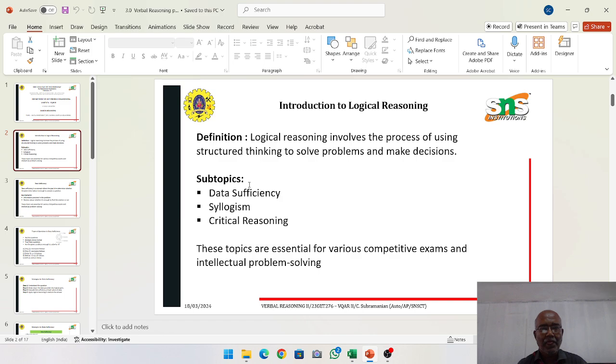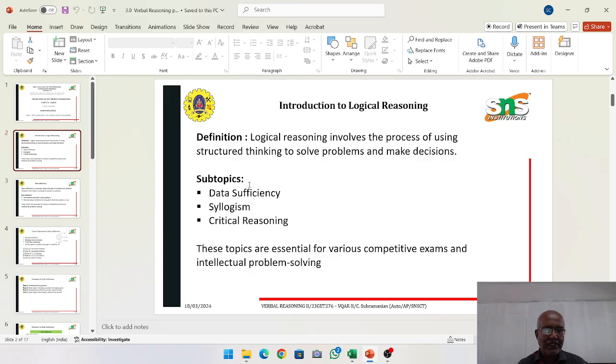So, in this, first we see about logical reasoning. Logical reasoning means it gives the structured thinking to solve the problem and make decisions. The subtopics on logical reasoning are data sufficiency, syllogism, and critical reasoning. These topics are essential for various competitive exams also.